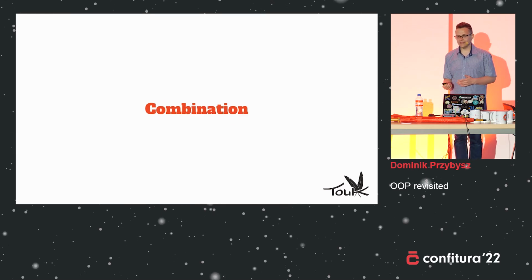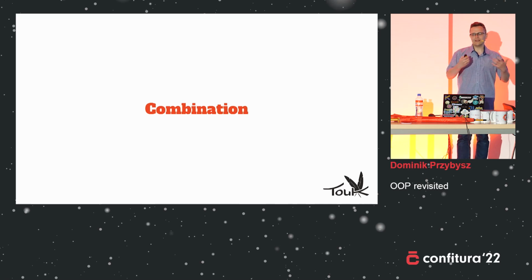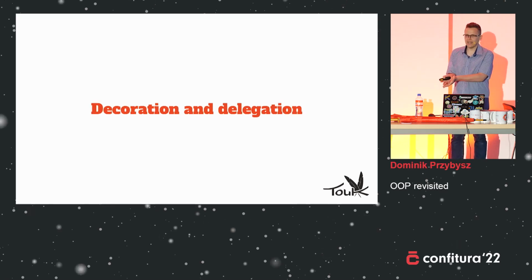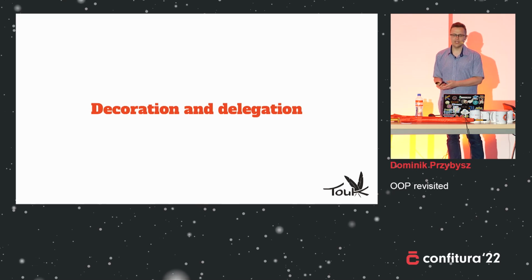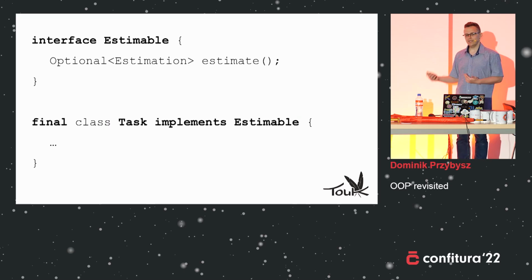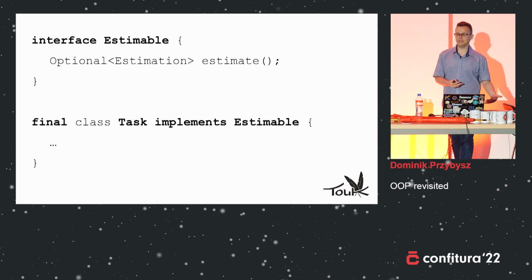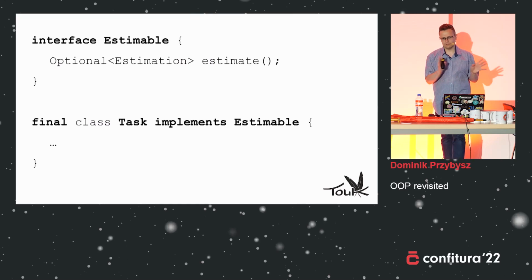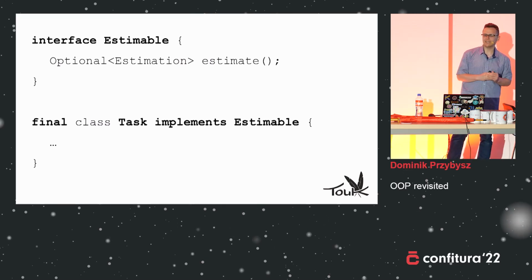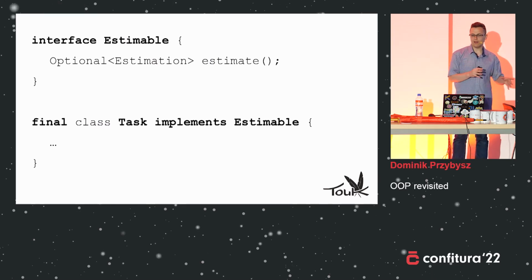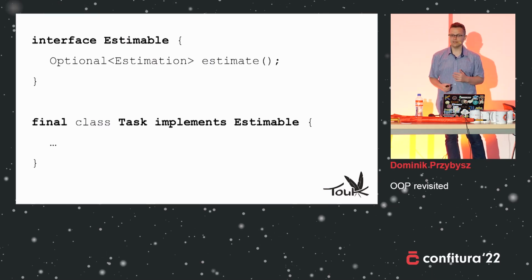So we can combine them in some way, or we can take one object, decorate them, and only delegate the actions in some specific situations. So, for example, for us, it's good enough to create the interface here. For example, estimable. Maybe the name isn't so good, but it will be good enough for our example. And we can create a class, and such class can be marked final, but we still implement some interface.